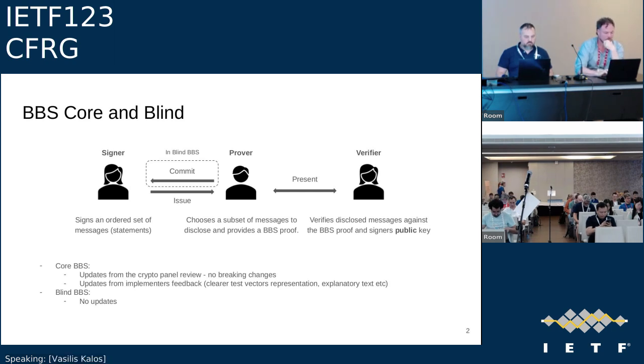There have been no changes on the blind signature document, but there have been some changes and updates on the core document, editorial mainly, incorporating some suggestions from the crypto panel review and from various implementers. So this is mainly clear test vectors, clear pointers for academic work, and so on and so forth. Next slide, please.